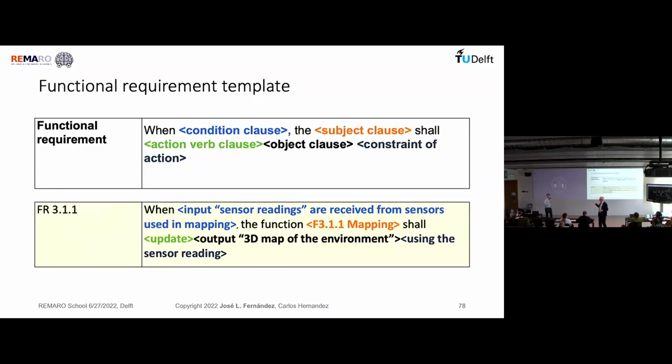Okay, for example, here you have a template for a functional requirement. When condition, the functional requirement really is the output of the function. Okay, every output has to be specified as a functional requirement. Every output of a function should be specified as a functional requirement. This is the criteria, using the template.